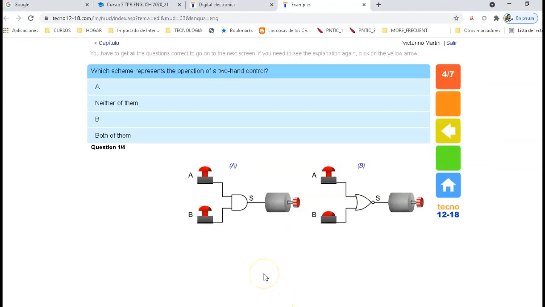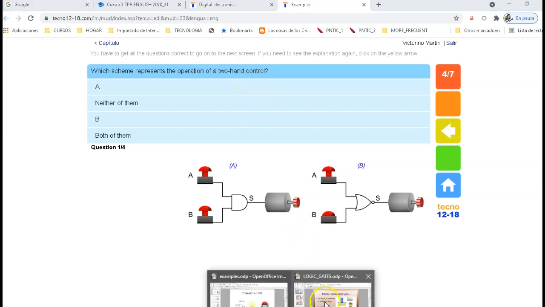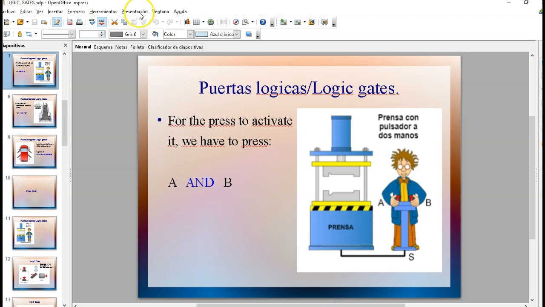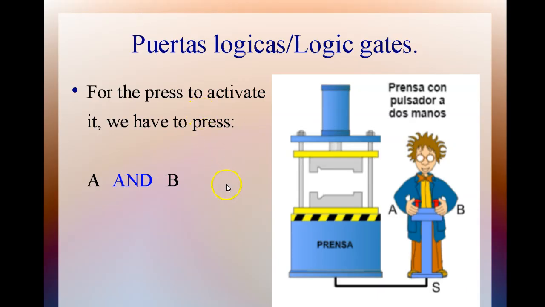Venga, Lorenzo. Okay, so question for you. What scheme represents the operation of a two-hand control? Remember that the two-hand control is this one. Okay? Where the motor has to be activated if I press A and B at the same time.